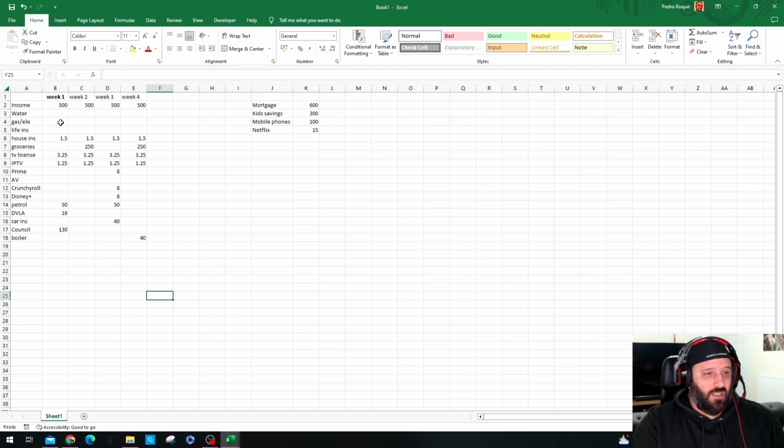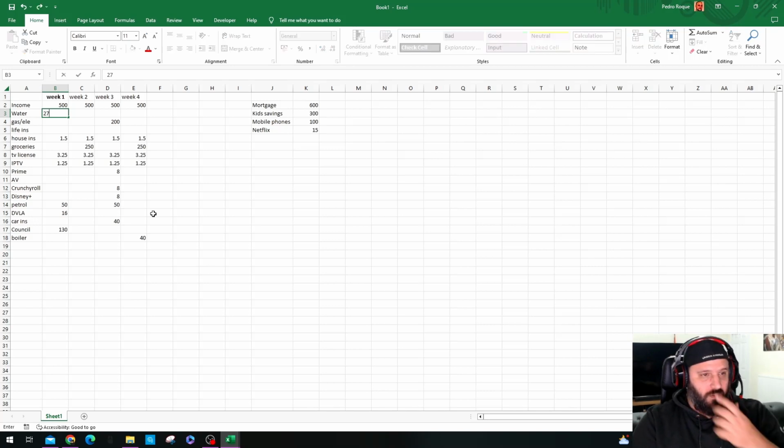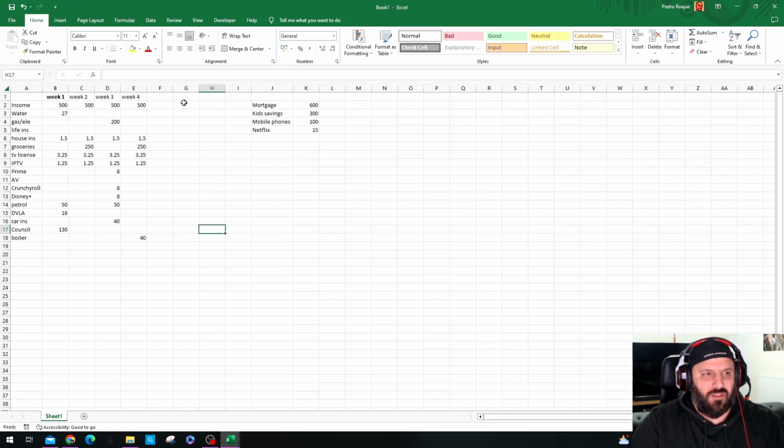So gas and electric, I usually have it coming on the third week as well, and I pay around £200. And water, they've just reduced it to £27. I was paying about 60 last year, then they found out there was some kind of mistake, and then they dropped it to 27 now. So happy days.